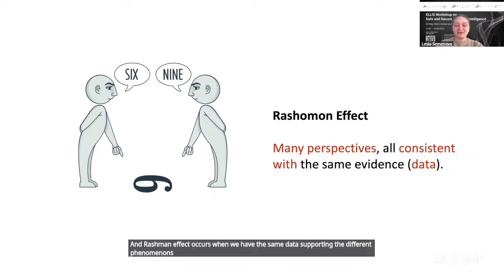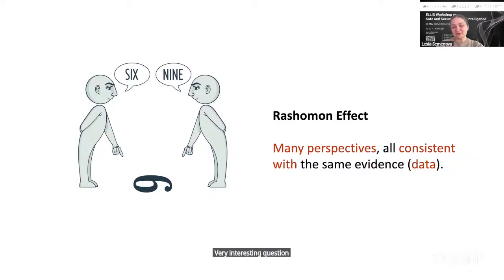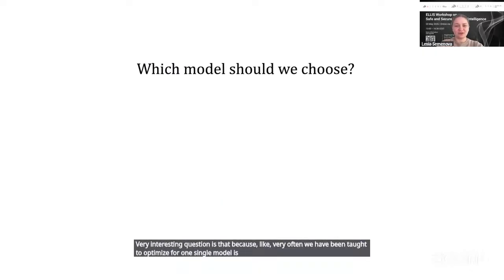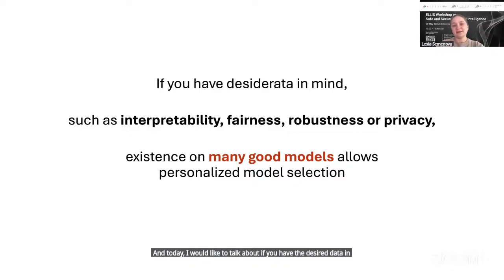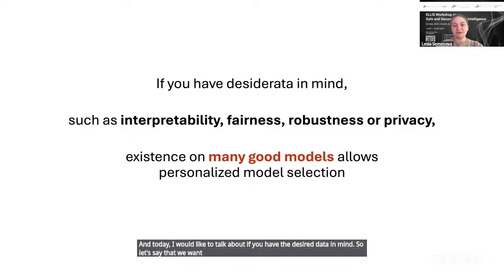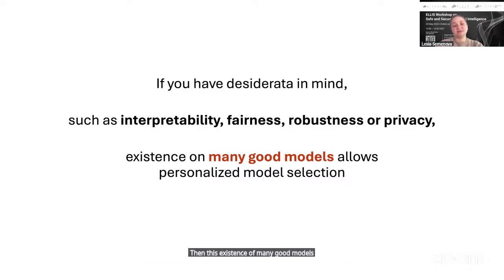And a very interesting question is then, because very often we have been taught to optimize for one single model, which model should I actually choose? And today I would like to talk about what happens if you have that desired property in mind. Let's say that we want to optimize for interpretability, fairness, robustness, or privacy. In other words, caring about properties that we should care about when we deploy our models in the real world. Then this existence of many good models actually allows us personalized model selection.